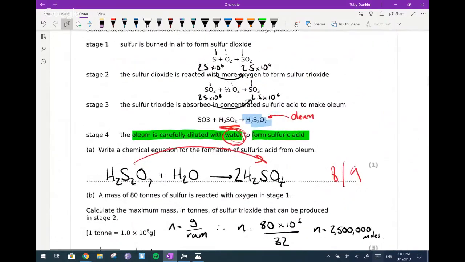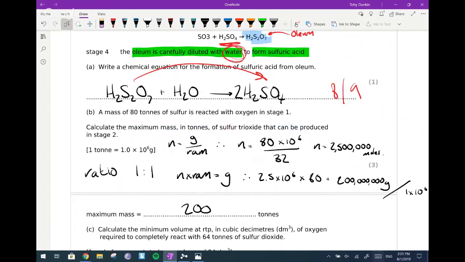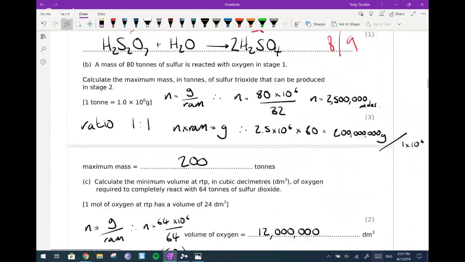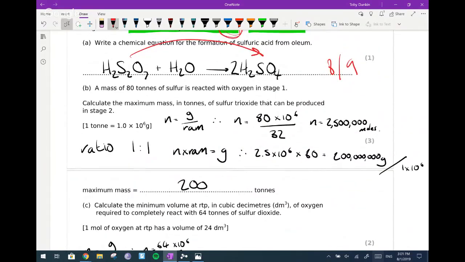So I did 80 tons of sulfur reacted in stage 1. So the first thing I did was I need 80 tons in moles. For me to use an equation, I need moles. So how do I get to moles? Grams over Mr. So the first thing is they've given us the conversion. There's the conversion, folks. So 80 times 10 to the 6 over 32, which is the mass of sulfur, and I get 2.5 million moles.